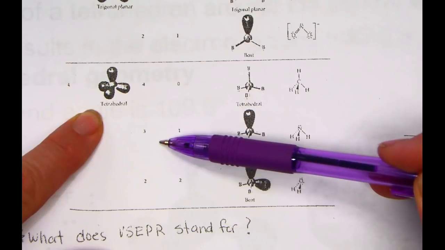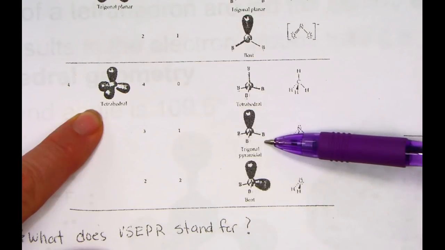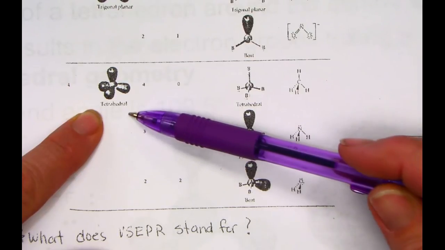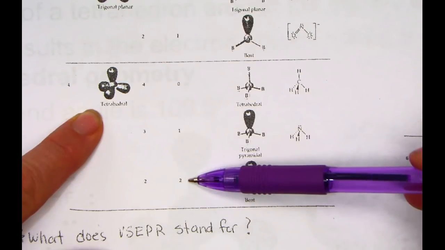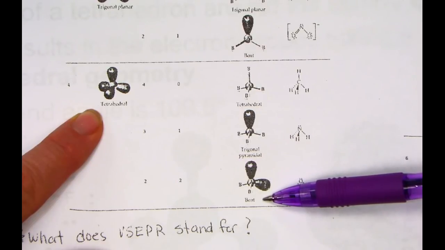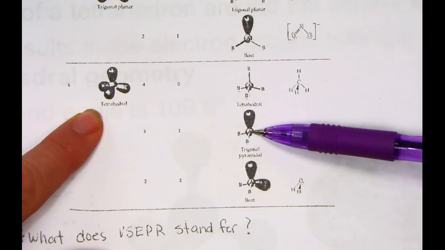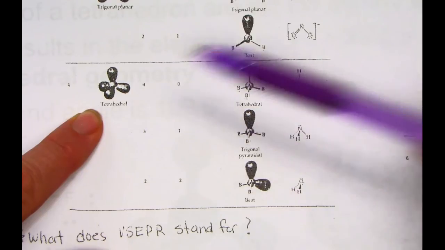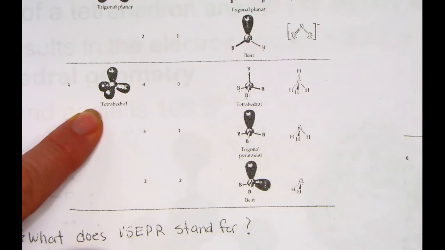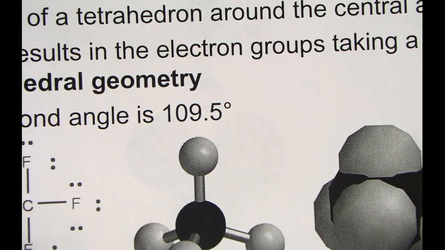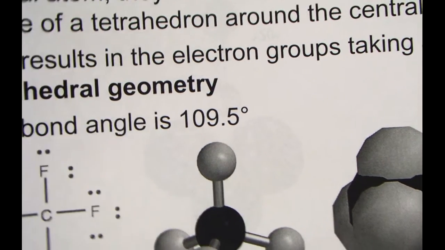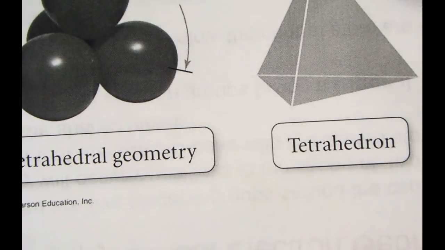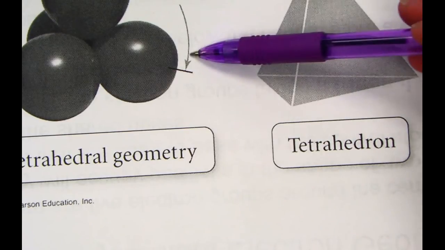If we have three bonded and one non-bonded pair, it's called trigonal pyramidal. And if out of the four, two are bonded and two are non-bonded, the shape becomes a bent molecule. There are three molecular geometries that share the same electron domain geometry called tetrahedral, based on the number of bonded and non-bonding pairs. The tetrahedral geometry shows four electron clouds, electron domains around the central atom. Tetrahedral geometry shows a tetrahedron with angles of 109.5.